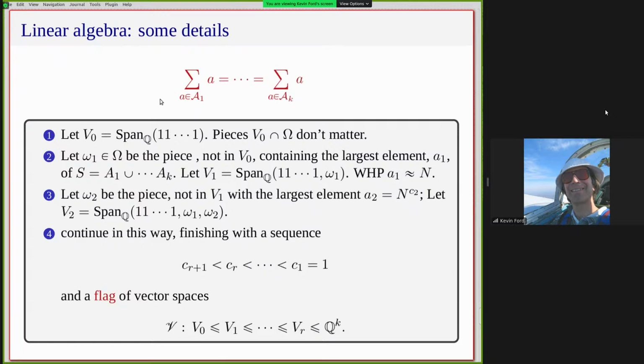So what we're going to do is, given A1 through AK, build up some vector spaces. The first vector space is the trivial one, which is spanned by the all ones vector. If you intersect that with omega, there are just two pieces, all ones and all zeros, and those don't matter in here. Now we'll take the piece of the Venn diagram not in here that contains the largest element. So it's the largest element of any of these sets that actually matters.